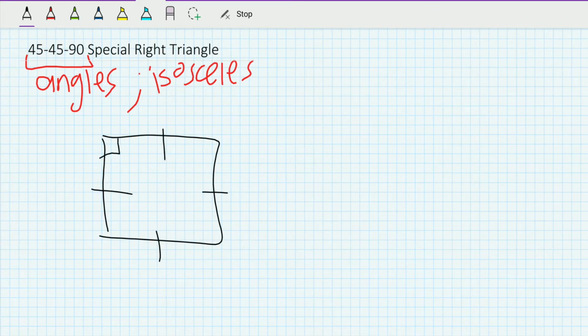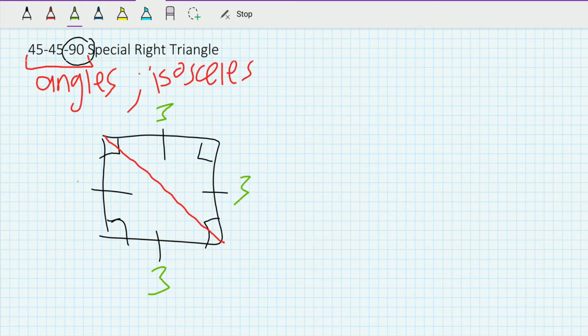A square has 90-degree angles on all of its corners. That's where the 90 degrees is going to come from. Now to create this special right triangle, this 45, 45, 90, all we're going to do is cut it in half by drawing a diagonal. It's supposed to be a straight line, but whatever. Now we're going to actually use numbers. Let's choose any number we want for the side lengths of the square. Since it's a square, whatever number I choose, let's say I choose 3, that means 3 is going to be on all sides.